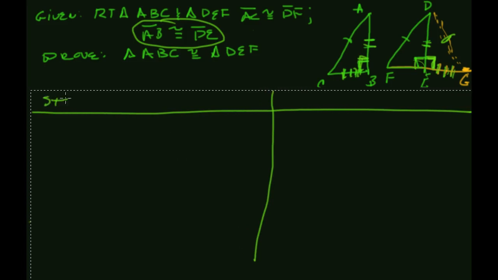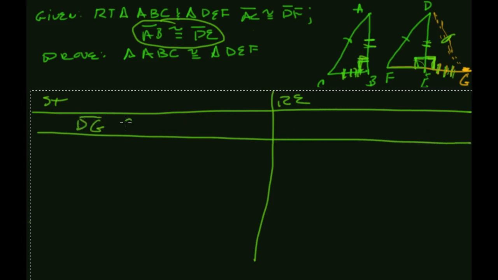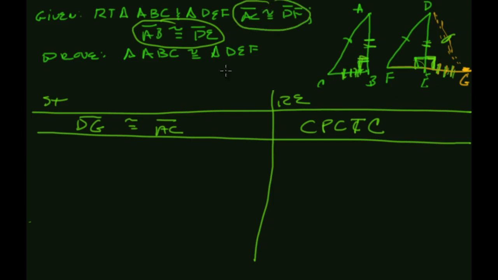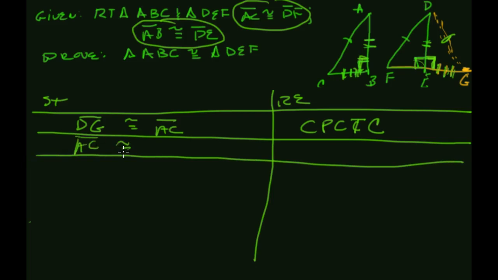So we're back to statements and reasons again here. We just got that DG is congruent to AC, and we got that by CPCTC. And if I look, I also know that AC is congruent to DF because that's in my givens, right? AC has to be congruent to DF. That's given.